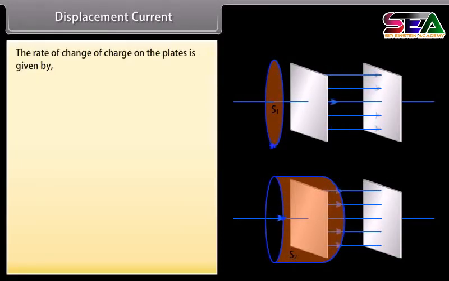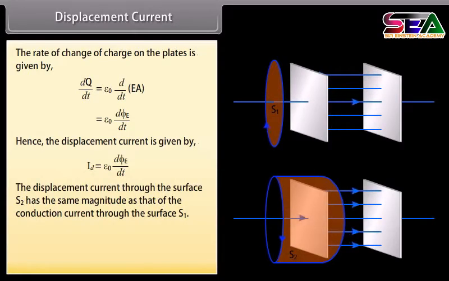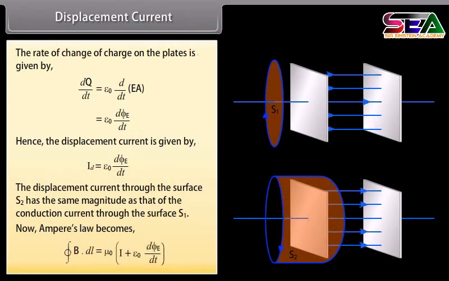The rate of change of charge on the plates is given by epsilon naught d/dt of EA, which is equal to epsilon naught d phi E by dt. Hence, the displacement current is given by I_D equal to epsilon naught d phi E by dt. The displacement current through the surface S2 has the same magnitude as the conduction current through the surface S1. Now, Ampere's law becomes closed integral of B dot dl equal to mu naught multiplied by I plus epsilon naught d phi E by dt.